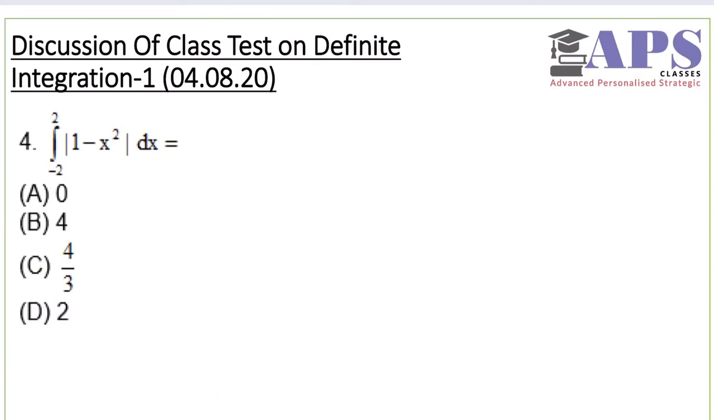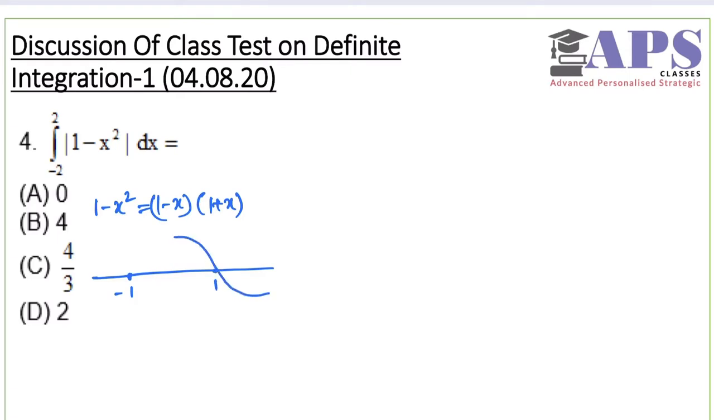Now in question number 4, we need to check the sign of 1 minus x square, which is 1 minus x into 1 plus x. And if I try to check the sign of this by using the wavy curve method, minus 1, plus 1, and if I take 2, it will be negative, so it will go like this. So it is positive here, negative here, negative here.